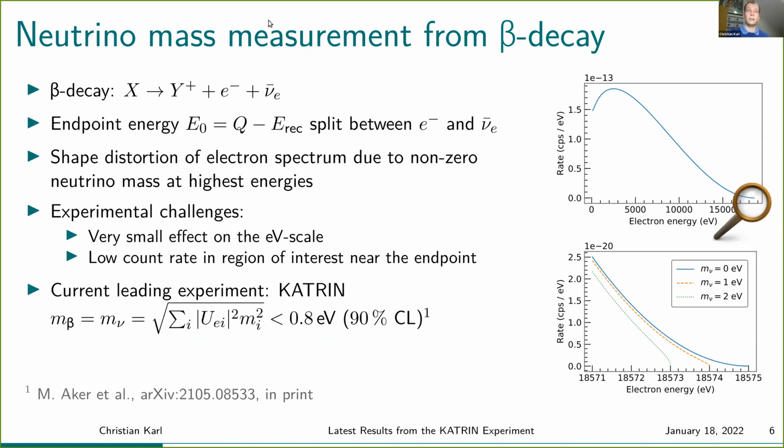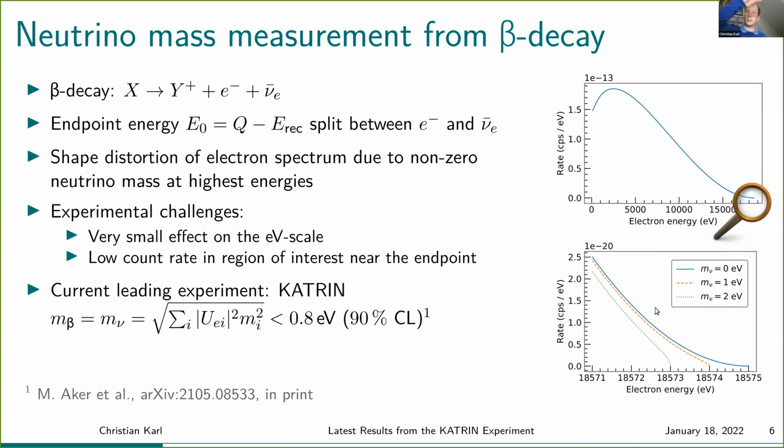In a beta decay, some nucleus X decays into a daughter nucleus Y plus an electron antineutrino. During this process, the so-called endpoint energy, which consists of the Q value minus the constant recoil energy, is split between the electron and the electron antineutrino. Since neutrinos are extremely difficult to measure, what we do is actually measure the energy spectrum of the electron, shown here in the top right. If we look at this plot in much more detail at the very highest energies of the electron, we can see that the shape of the spectrum changes with different neutrino masses. This is really the signal we're looking for.